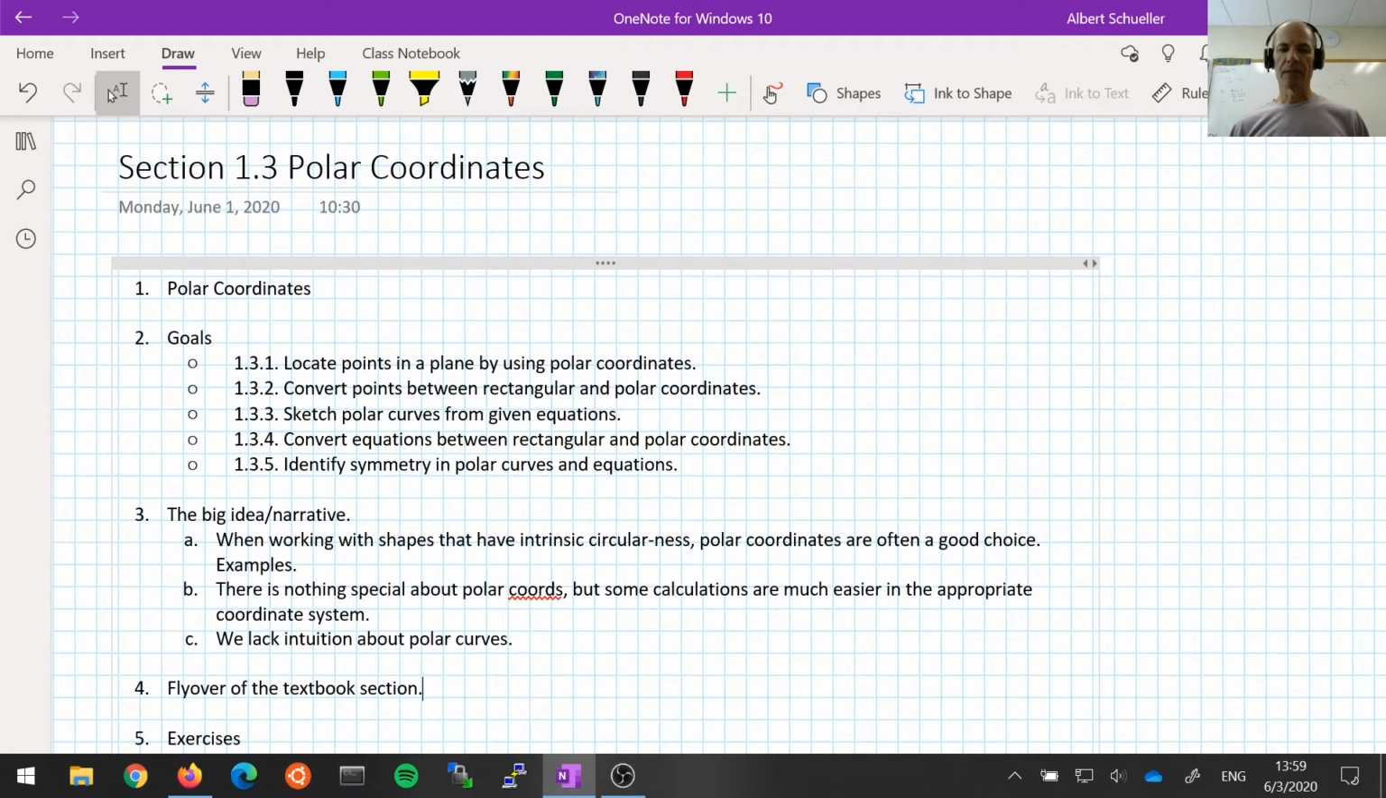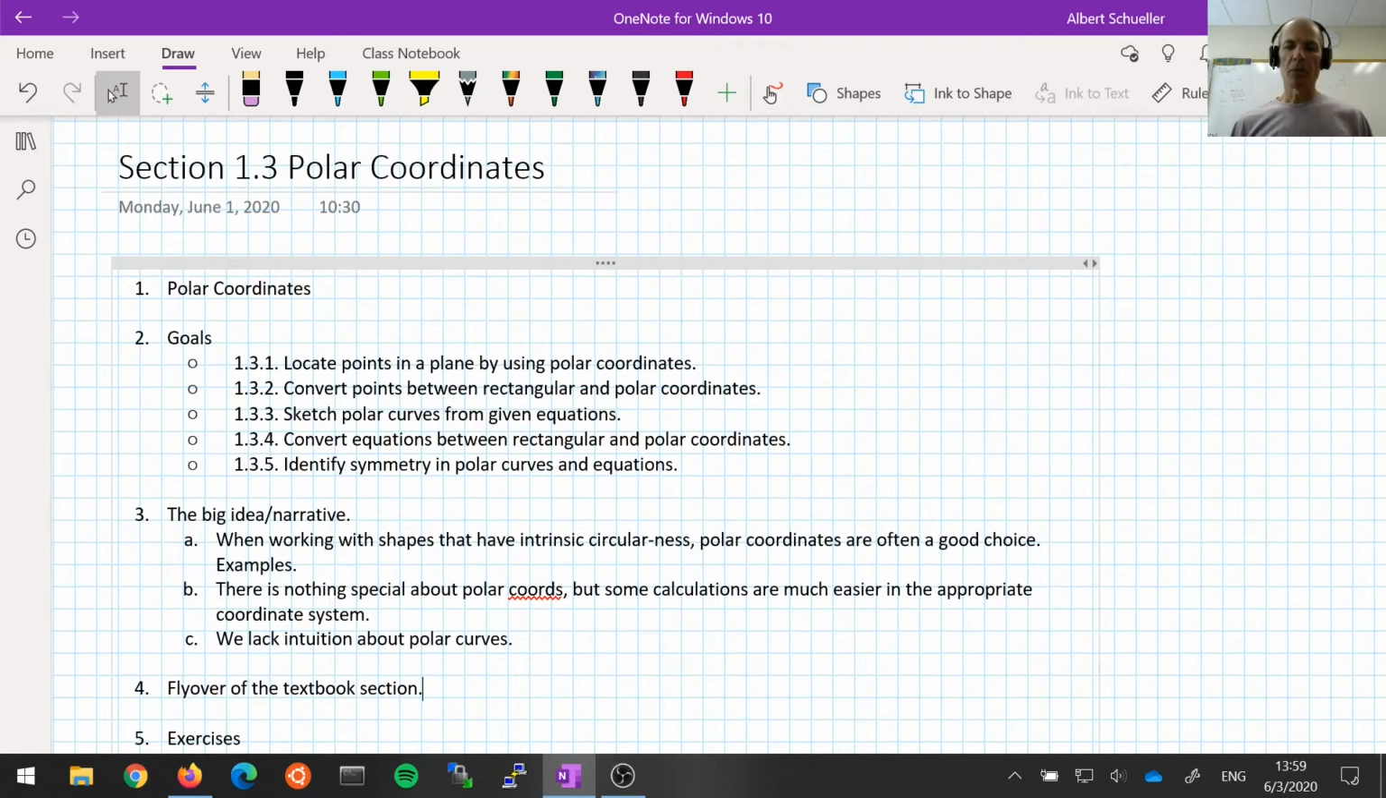The big idea here is that when we're working with shapes that have intrinsic circularness, like cylinders or circles or spheres, polar coordinates are often a good choice to describe the shapes. This class is going to be a lot about describing shapes mathematically. When we're building double and triple integrals later in the semester, we need to be able to describe shapes mathematically in order to build and execute integrals.